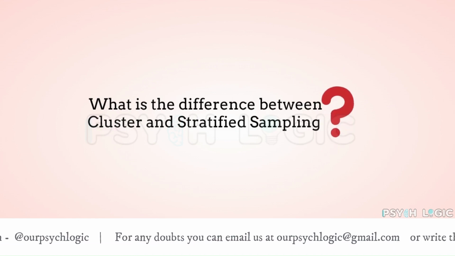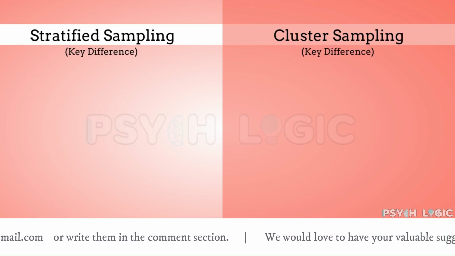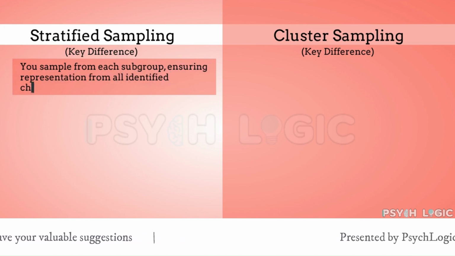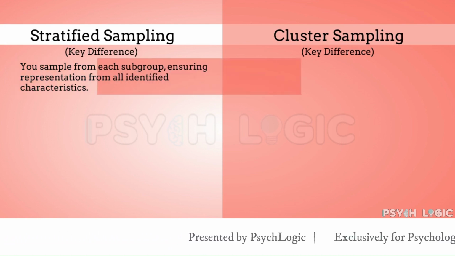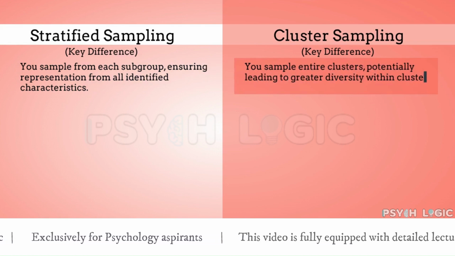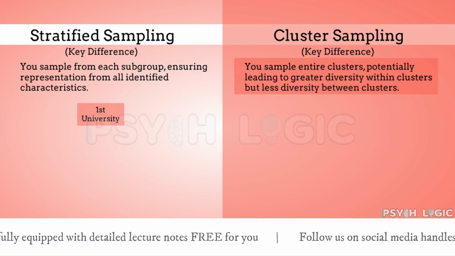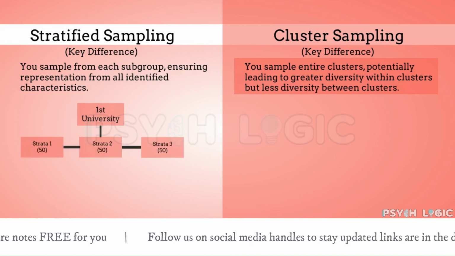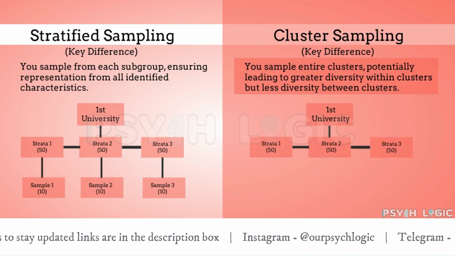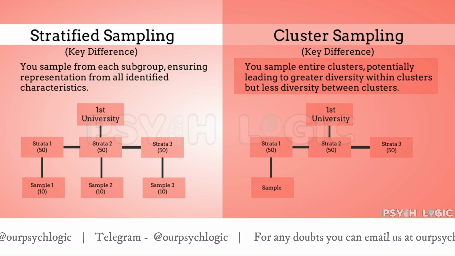What's the difference between cluster sampling and stratified random sampling? Now the key difference between the two is, in stratified sampling you pick a sample from each subgroup, ensuring representation of all identified characteristics. But in cluster sampling, you sample entire clusters, potentially leading to greater diversity between clusters, but less diversity within clusters. अब समझना इस बात को. Stratified sampling में हमने अलग अलग सब ग्रुप्स बनाए और हर एक स्ट्राटा से हमने रैंडमली लोगों को सिलेक्ट कर लिया. लेकिन यहाँ पर देखो, हमने यहाँ पर भी अलग अलग क्लस्टर्स बनाए, बट अभी हमने क्लस्टर्स को एंटायरली सिलेक्ट कर लिया अपने सैंपल के लिए.